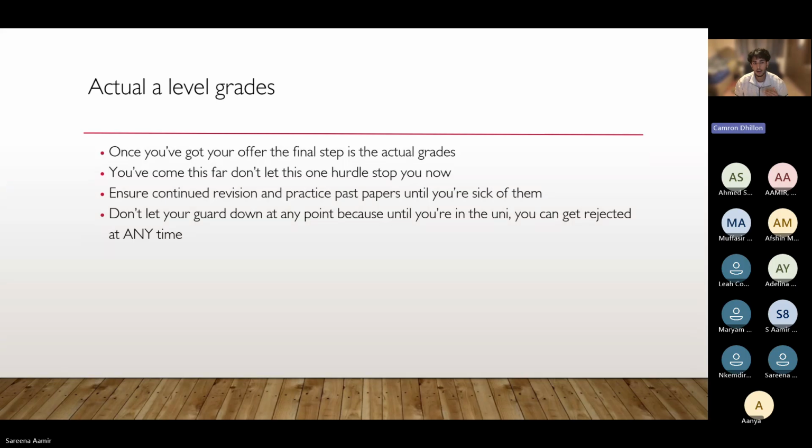So if you've got that far already, do not slow down, carry on with your continued revision. I'd say ensure continued revision and also practice past papers until you're sick of them. And I seriously mean sick of them.